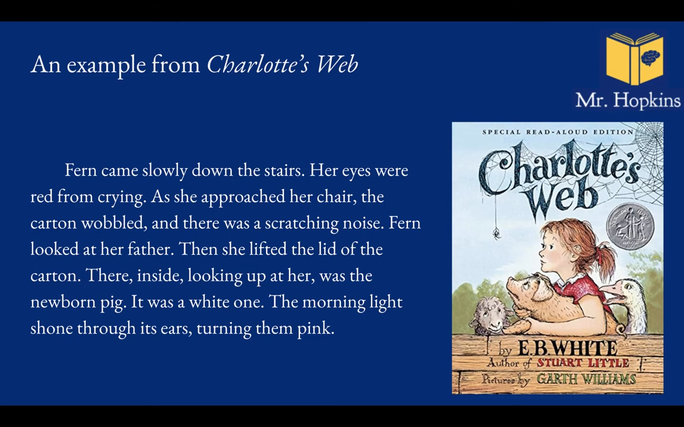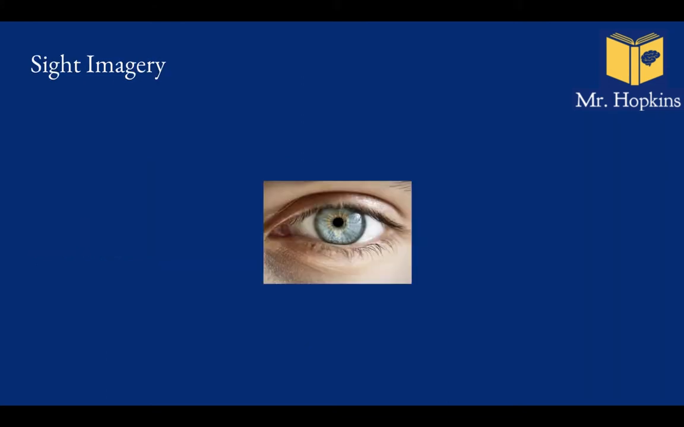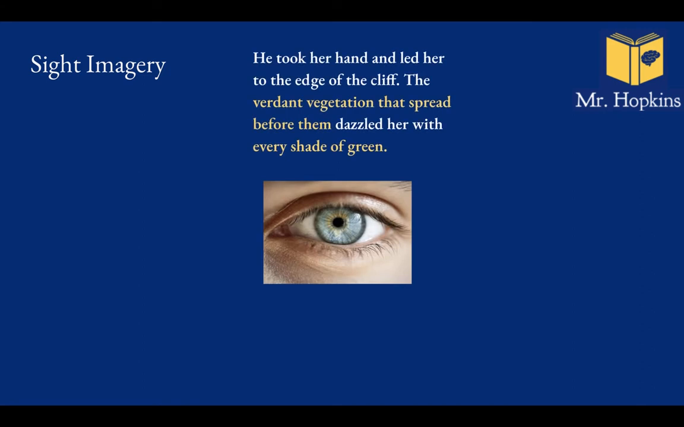Now let's look at some more examples of imagery. These pertain to sight. The first one, he took her hand and led her to the edge of a cliff. The verdant vegetation that spread before them dazzled her with every shade of green. Now verdant just means really, really green and different shades of green, and applies to plants and stuff. And it dazzled her, which has connotations with diamonds, so it's really sparkly in every shade of green.